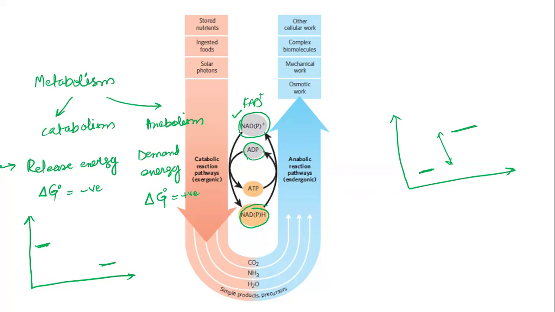Similarly, there are some other carriers which will pick up the energy which is released during catabolic reactions, and they will be converted into their energy-rich forms, ATP. Now, these reducing equivalents and these energy couplers will then be used to provide energy and reducing equivalents to anabolic reactions.